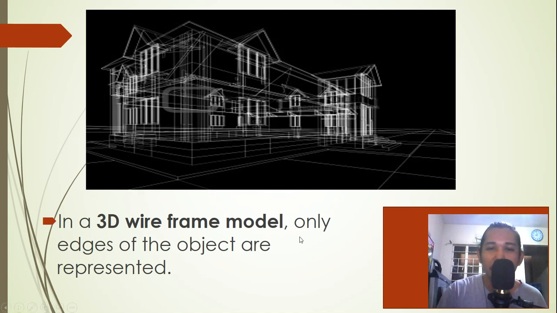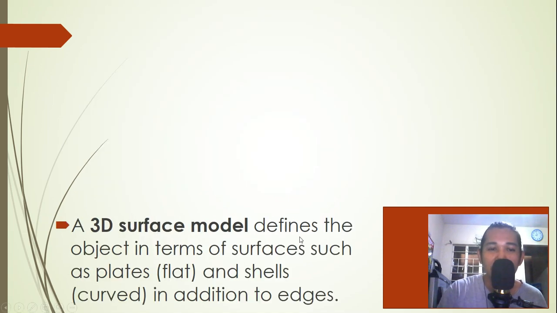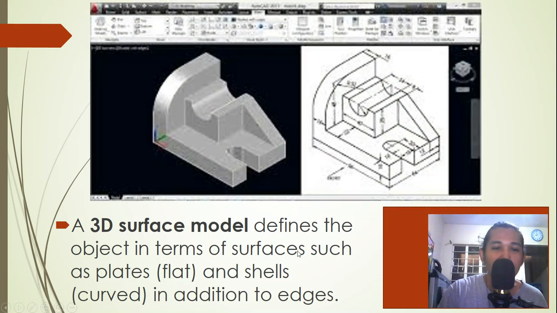Pero pag pwede natin siyang lagyan ng surface, doon papasok si 3D surface. From its 3D wireframe design, katulad ng nasa right side nito, magiging solid form na siya. And that is the use of the surface model. Defines the object in terms of surface such as planes, flat, shell, curves, and two additional objects.